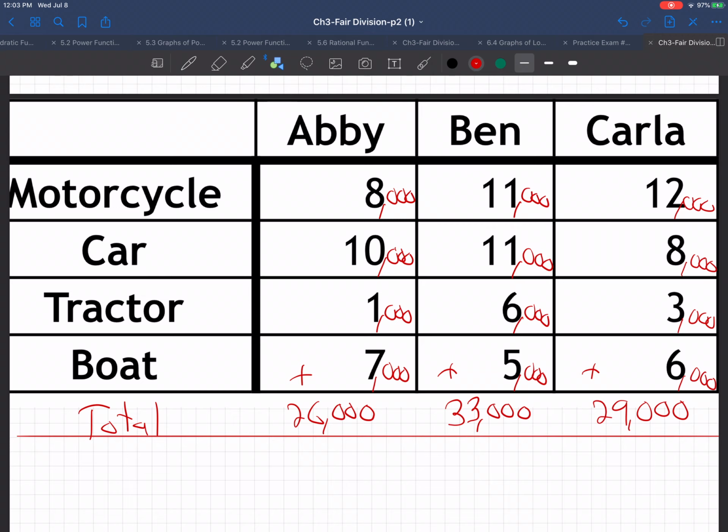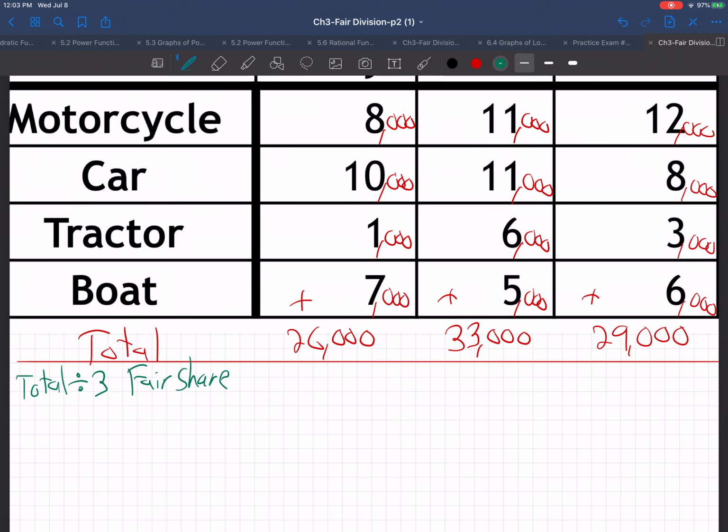Now we're going to next form the fair share. And so if you take the total divided by 3, because there's 3 people, right? So this should be fair. It'll be fair if we divide up all this stuff evenly among 3 people. So the total divided by 3 will be the fair share for each of these people. So what's a fair share? So I'm going to take the total of all Abby's bids, and I'm going to divide it by 3.